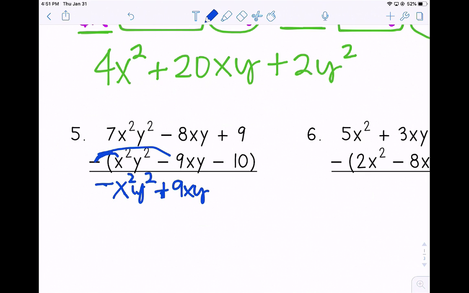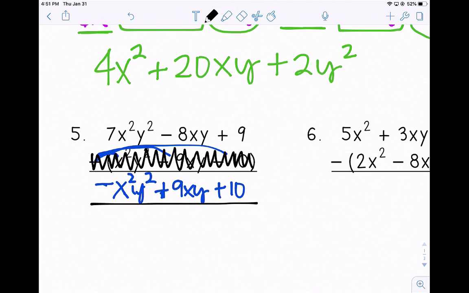And then a negative to a negative 10 would be plus 10. So because I've now distributed this negative to each of those pieces, I'm basically done with that middle row. So I'm just going to mark that out. I don't need that anymore. I've changed my problem to now this.